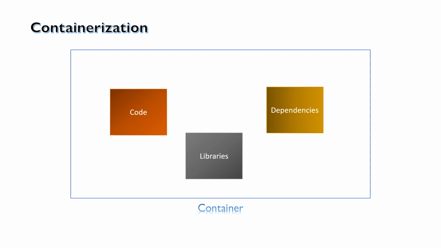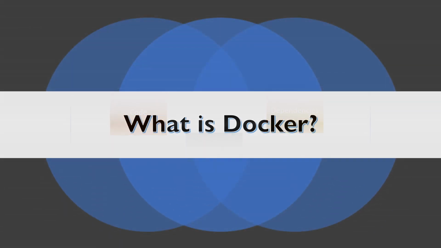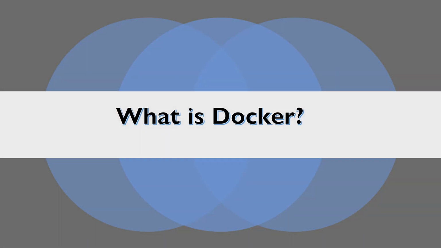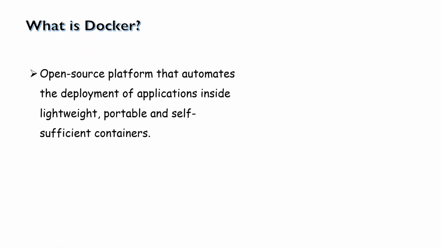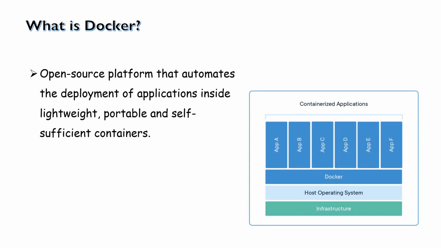So what exactly is Docker? Docker can be considered as an open source platform that automates the deployment process of applications inside lightweight, portable, and self-sufficient containers. So these containers package everything needed to run an application, including the code, the runtime, system tools, and even the libraries. So think of Docker containers as isolated environments that ensure your application runs consistently regardless of where it is being deployed.